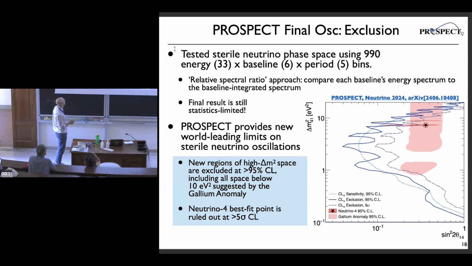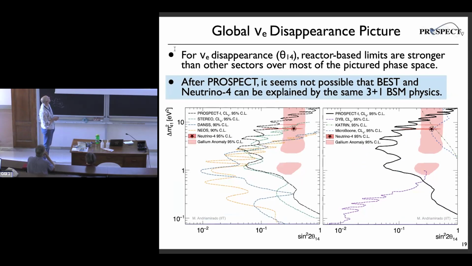So another interesting thing, this gallium anomaly. What you see is that Prospect rules out that hypothesis at 2 sigma, basically at all delta m squared lower than 10. So certainly what I would say is it seems not possible that BEST and Neutrino-4 can be explained by the same simple 3 plus 1 model.